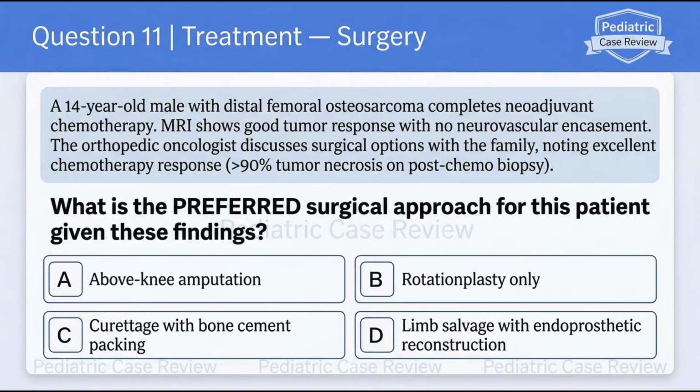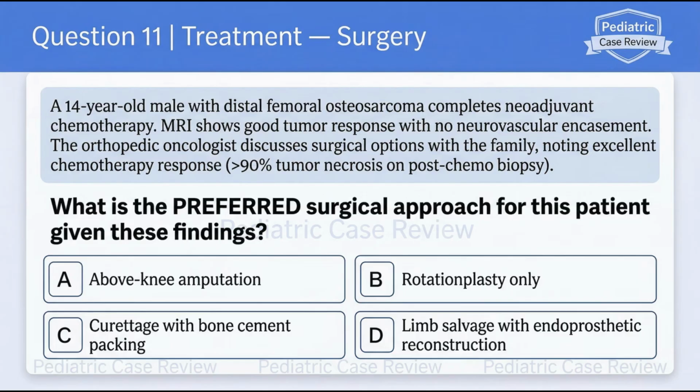Question 11. Treatment, surgery. A 14-year-old male with distal femoral osteosarcoma completes neoadjuvant chemotherapy. Magnetic resonance imaging shows good tumor response with no neurovascular encasement. The orthopedic oncologist discusses surgical options with the family, noting an excellent chemotherapy response with over 90% tumor necrosis on the post-chemotherapy biopsy. What is the preferred surgical approach for this patient given these findings?